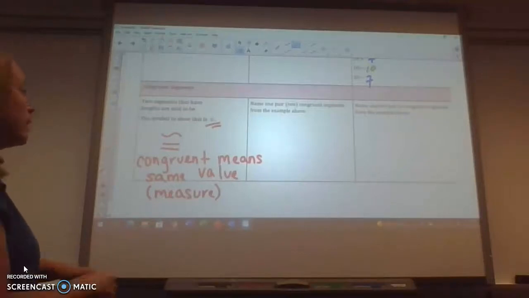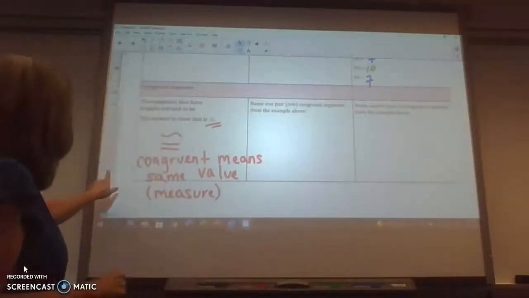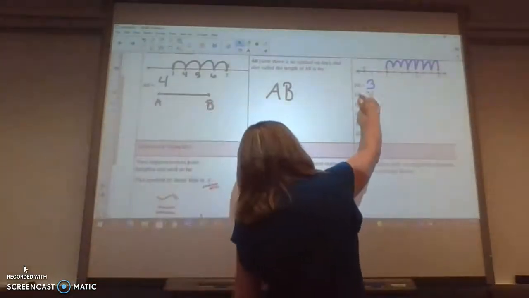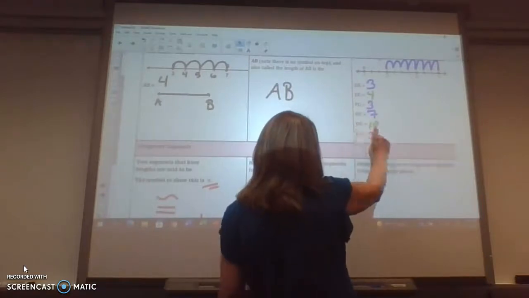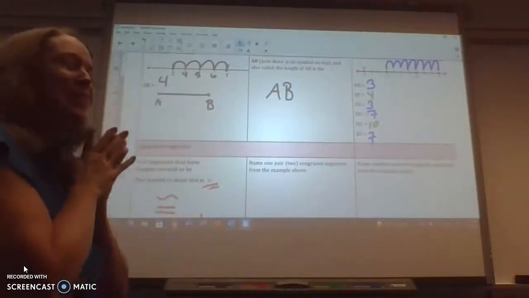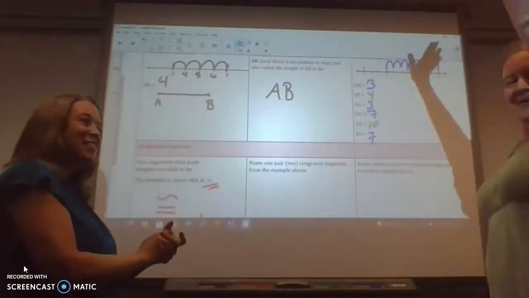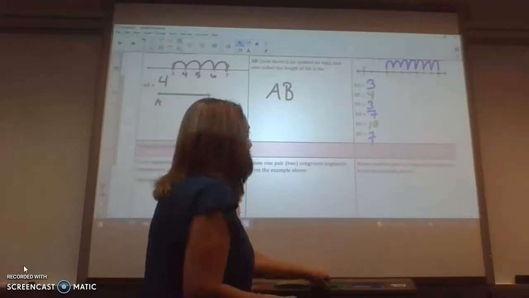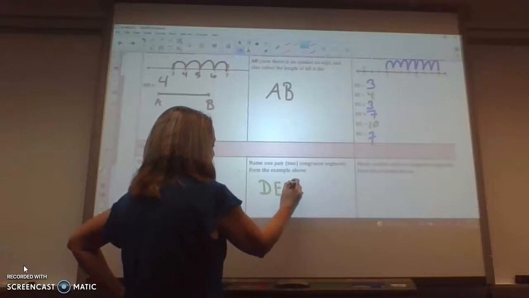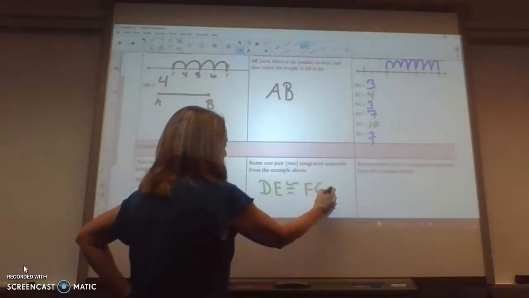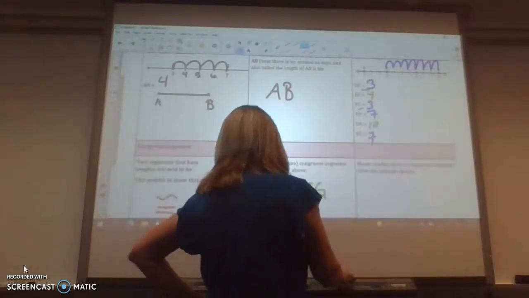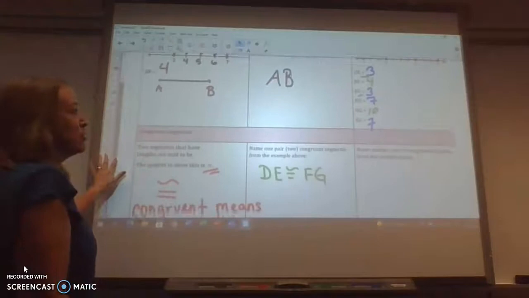Name one pair of congruent segments from the above example. So here's our example up here. DE is 3, EF is 4, FG is 3, DF is 7, DG is 10, EG is 7. So, Miss Barnett, could you tell us? Let me go. Okay. I think that DE is congruent to FG. And why do you think that? Because they're both equal to 3. 3, 3. Ta-da. Is there another pair, folks?